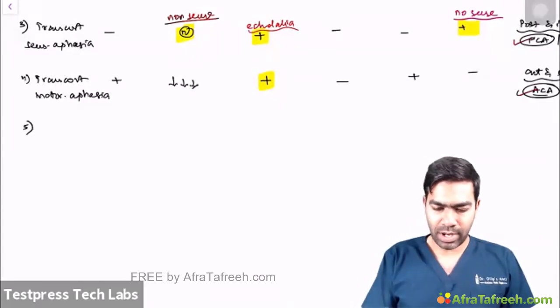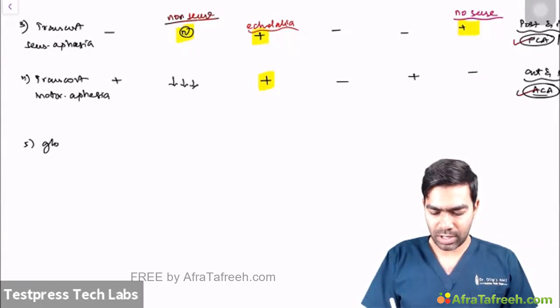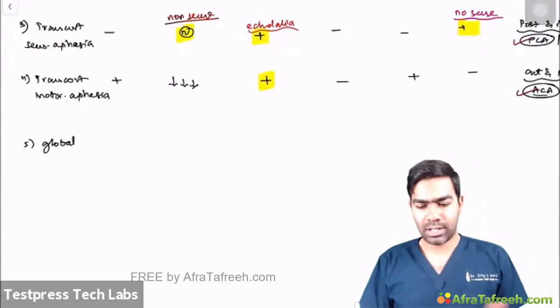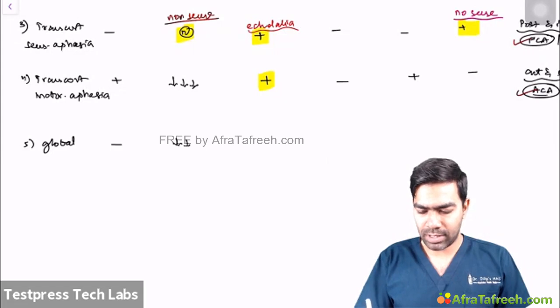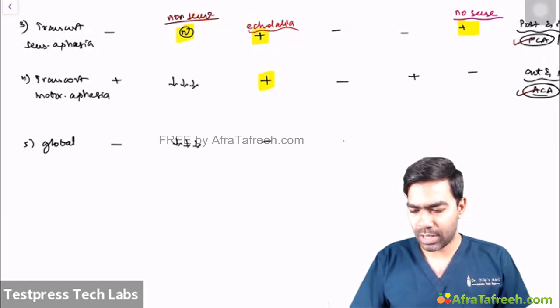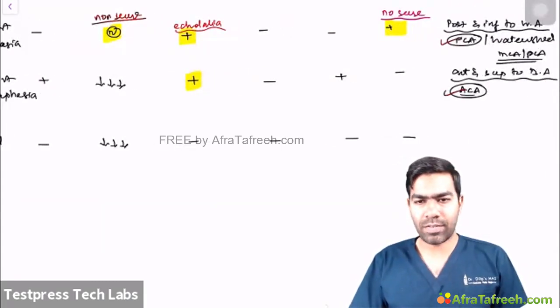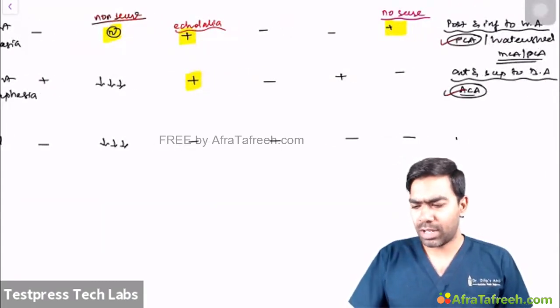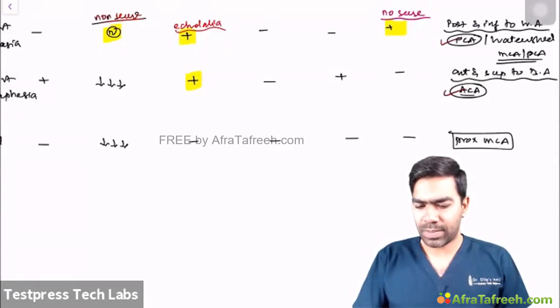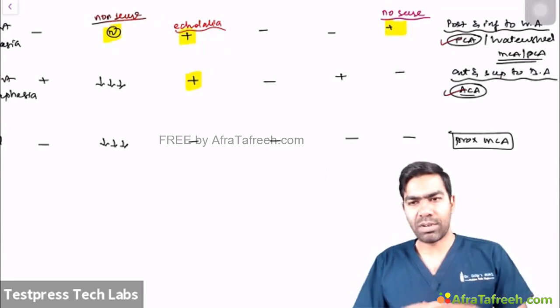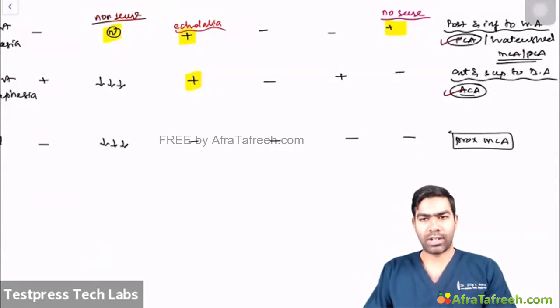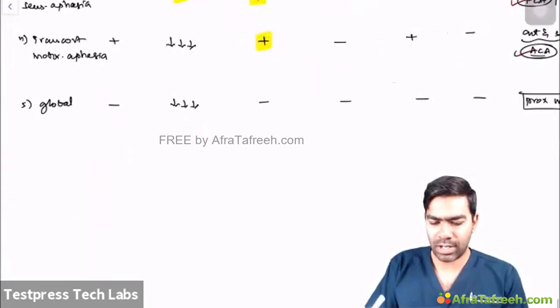Then the fifth one is global aphasia, which is very easy to understand. As far as global is concerned, nothing will be intact. Fluency will be decreased, comprehension will be lost, repetition will not be there, naming will not be there, reading, writing, nothing will be there. It's easy to find out global aphasia. And very commonly, it will be a very proximal MCA territory, which means it will not be specific to the superior division or inferior division. Even before that, the MCA will be affected. So it will usually be a proximal MCA territory.